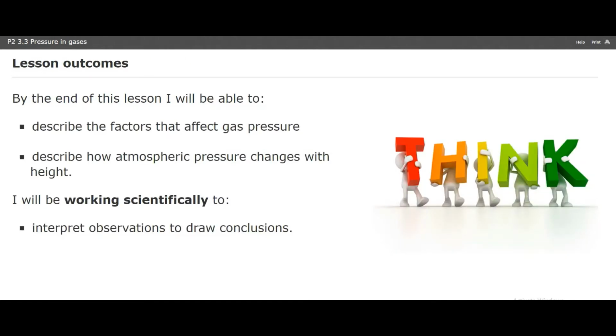So these are the lesson outcomes. You should, by the end of the lesson, be able to describe the factors that affect gas pressure, and then describe how atmospheric pressure changes with height.